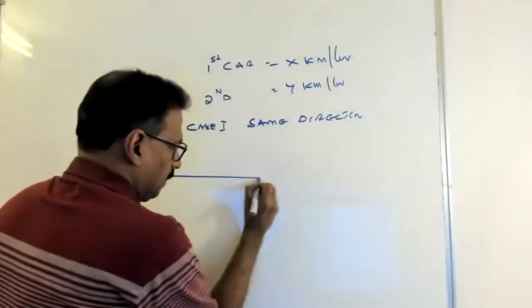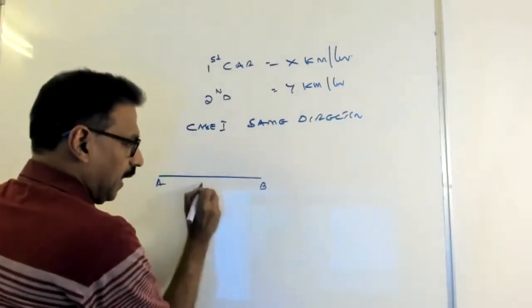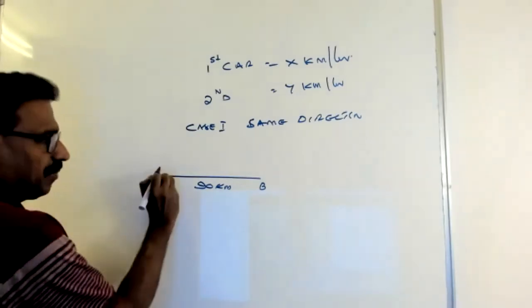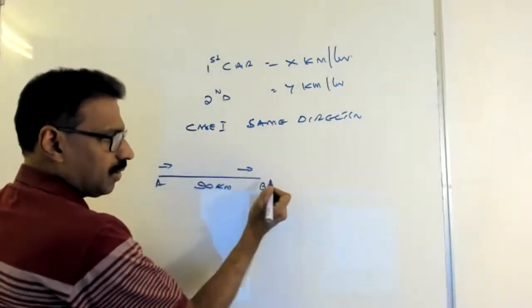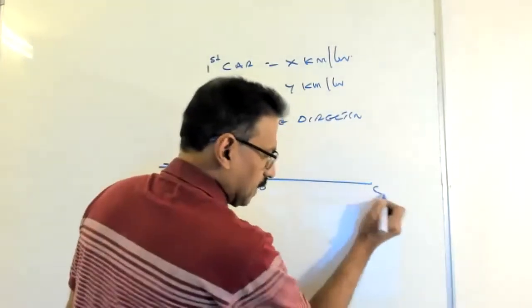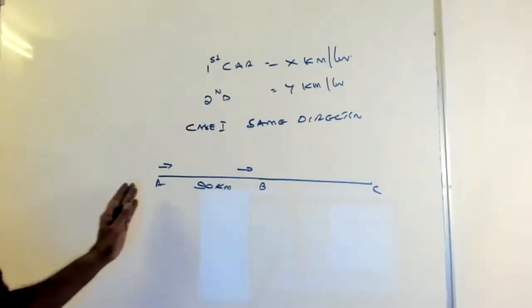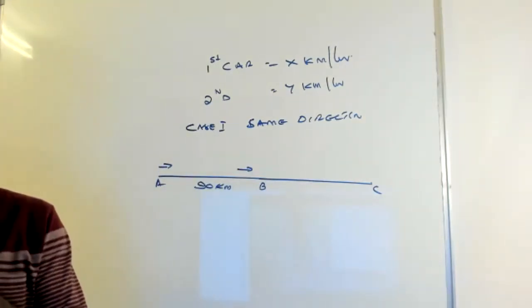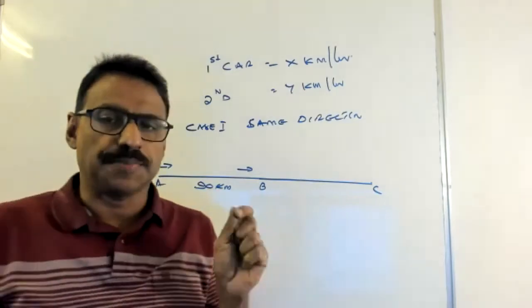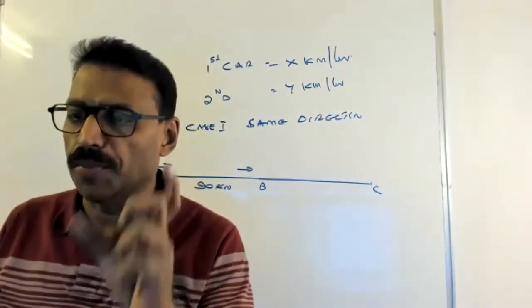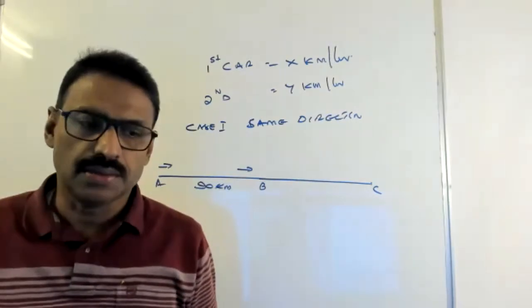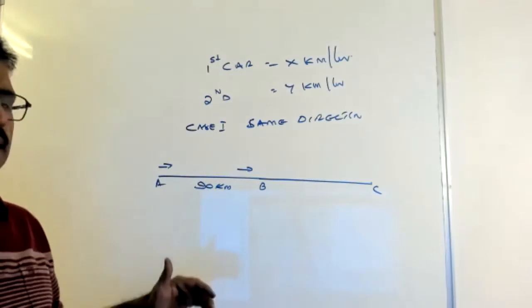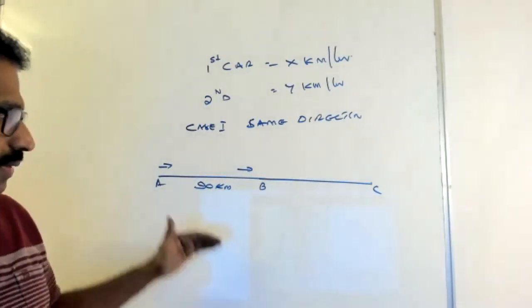Okay. A here, B here. A, B, 90 kilometer apart. The car A, first car start from here. Second car start from here. Of course, they reach here, C, correct or no? Because same direction means they reach here only both, correct? Figure okay? Once again, speed of the first car, x kilometer per hour. Second car, y kilometer per hour. Okay. Then case one, same direction. That's the figure here.